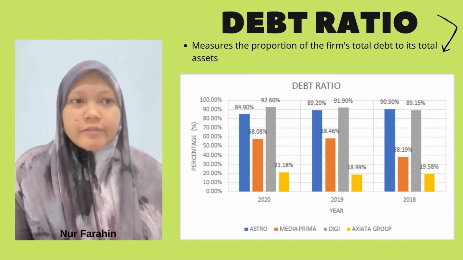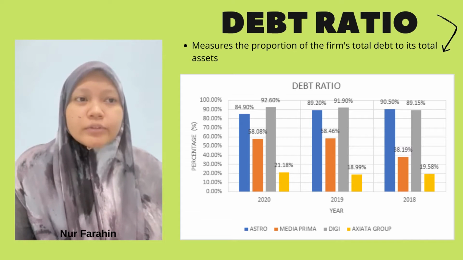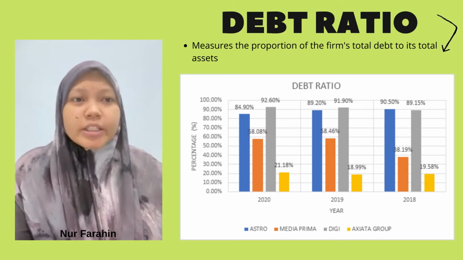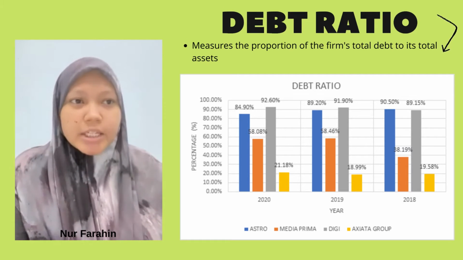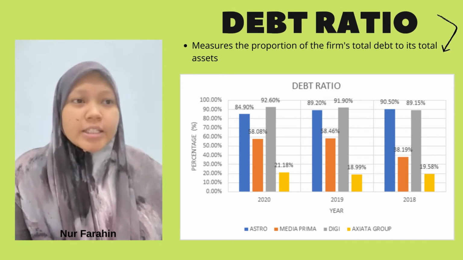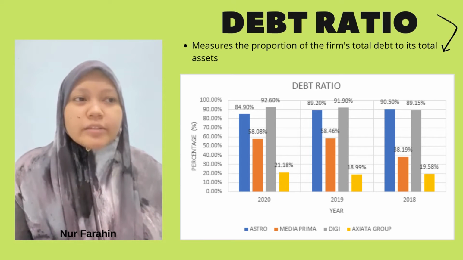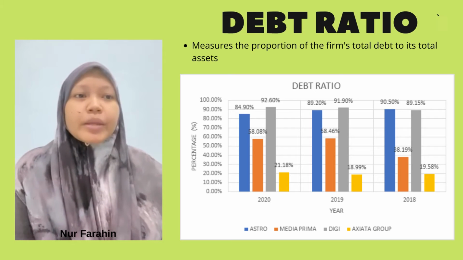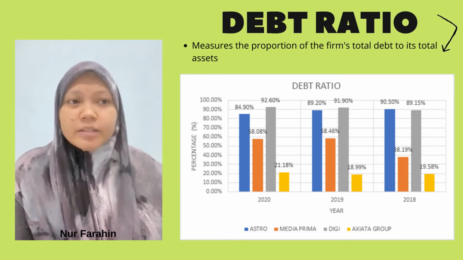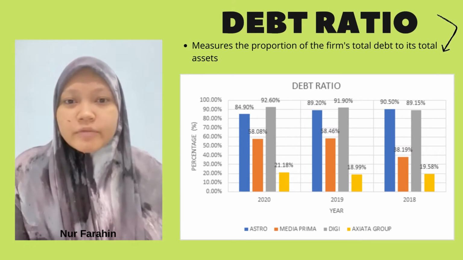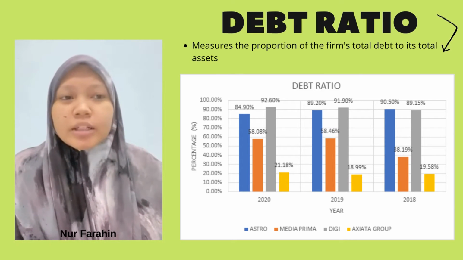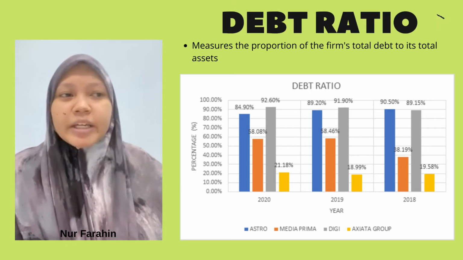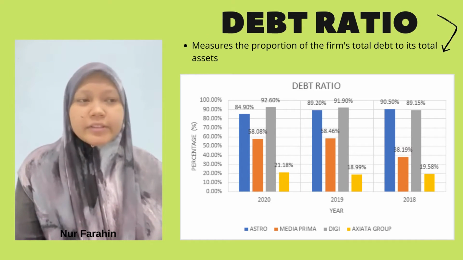Okay, look at the graph. It is the debt ratio for Astro Holdings Berhad, Media Prima Berhad, Digi and Axiata Group for the year 2018 till 2020. As we can see, in 2018, Astro has the highest debt ratio, which is 90.50%, followed by Digi 89.15%, Media Prima Berhad 38.19%, and Axiata Group 19.58%. For the years 2019 and 2020, Digi has the higher debt ratio, followed by Astro, Media Prima, and the lowest is Axiata Group.